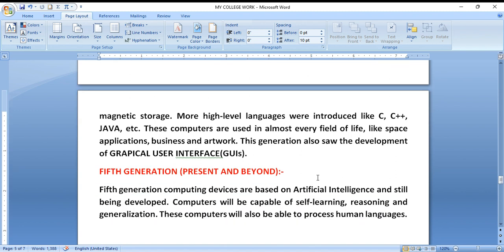Fifth generation computer devices are based on artificial intelligence and are still being developed. Computers will be capable of self-learning, reasoning, and generalization. These computers will also be able to process human languages.